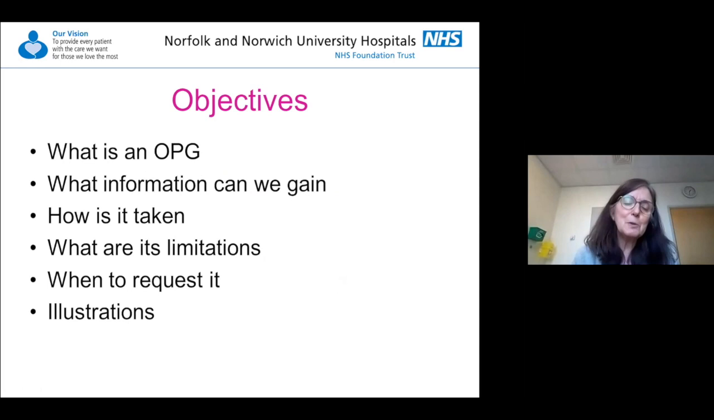And really, I just want to talk you through them, explain what information we can get from them, how we take them, which is crucially important to the patients, but also what are the limitations, when to request it, and give you a few pictures to illustrate some of the points I'm making. So we'll crack on with that.